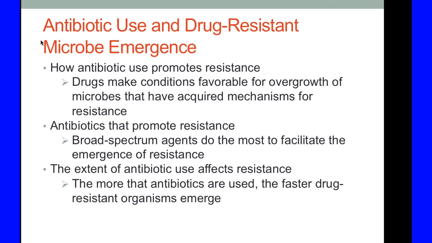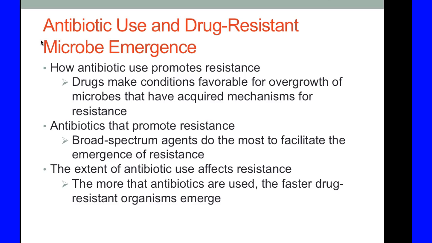The other thing to know, antibiotics that promote resistance: broad spectrum agents do the most to facilitate the emergence of resistance. So we have narrow spectrum antibiotics and we have broad spectrum antibiotics. What that means is broad spectrum antibiotics can kill a host of different types of bacteria. So, for example, let's just say you have like a cellulitis on your ankle and we're not really sure what it is. Most people, we try not to do this. We want to try to do a narrow spectrum, meaning if we know what the bug is, we're going to treat the bug with the right drug.